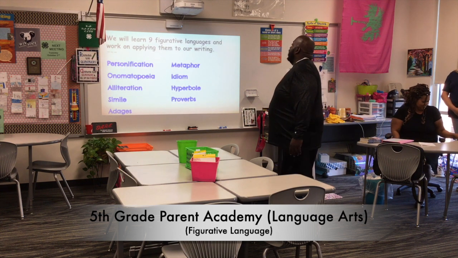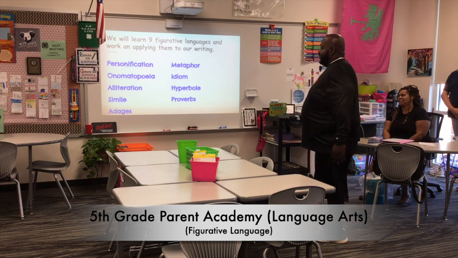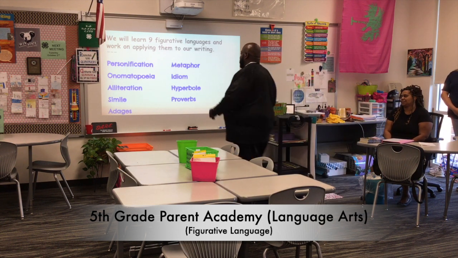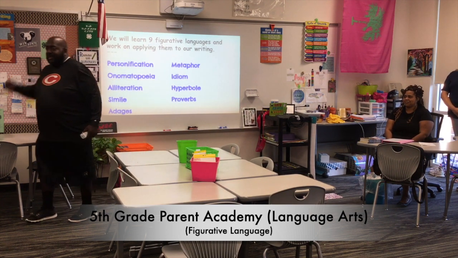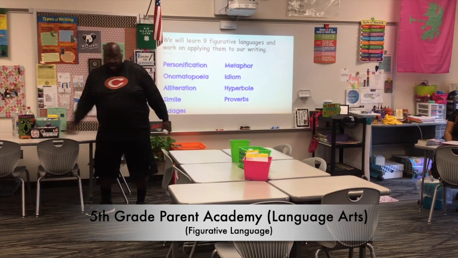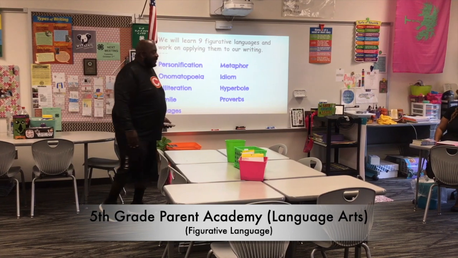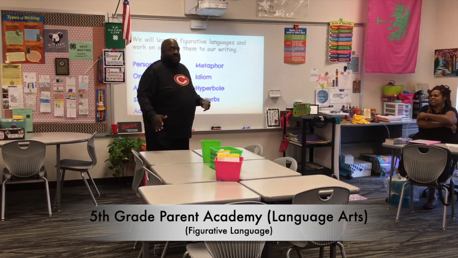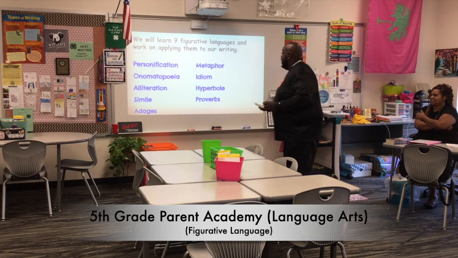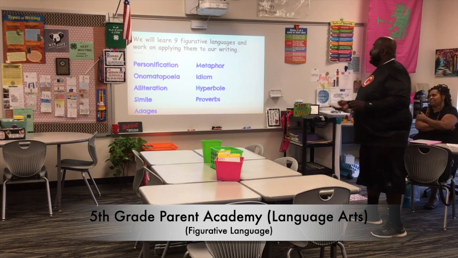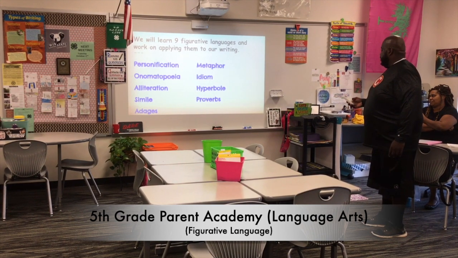So these are the 9 types that we teach: personification, onomatopoeia, and see, kids like onomatopoeia because I slam the door real hard and they be scared. I go boom, and by the end of the year they catch on to onomatopoeia. You know, or I just go to the back of them and it gets to the point where they just watch me to see if I'm gonna slap something or hit something. Now, we have alliteration, simile, adages, metaphor, idiom, hyperbole, and proverbs.